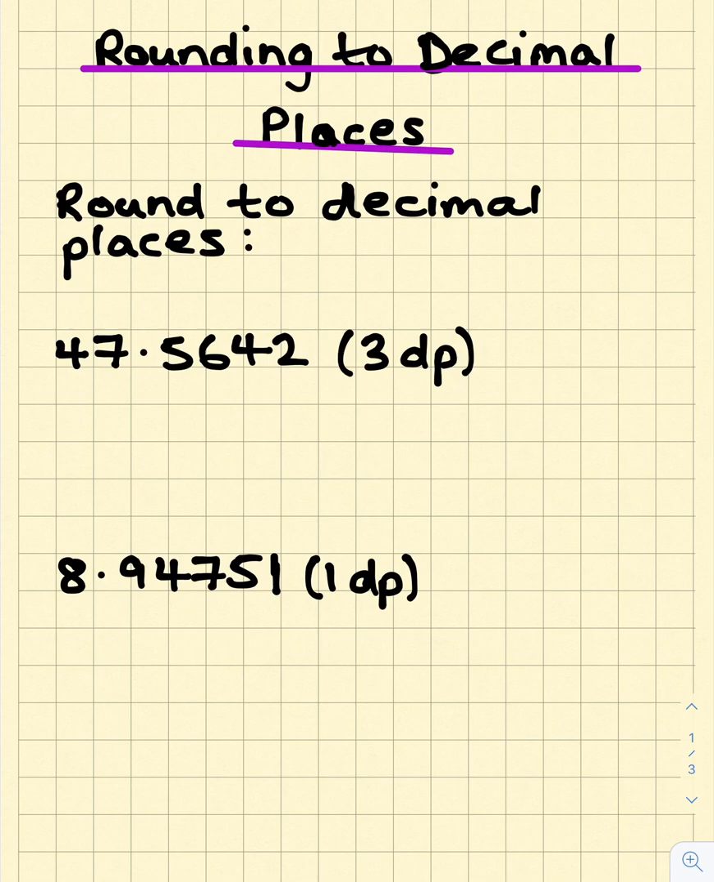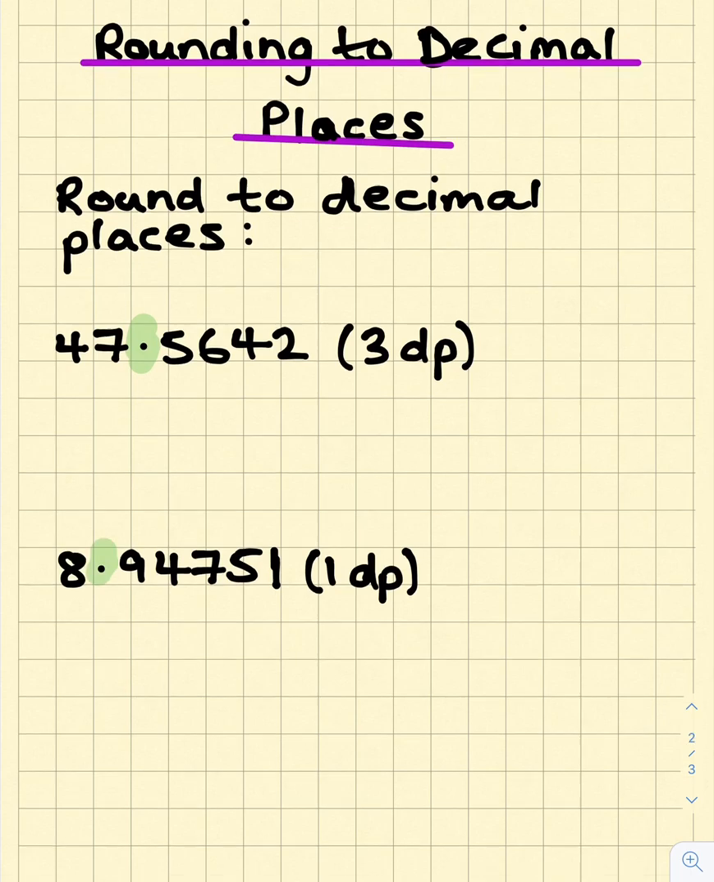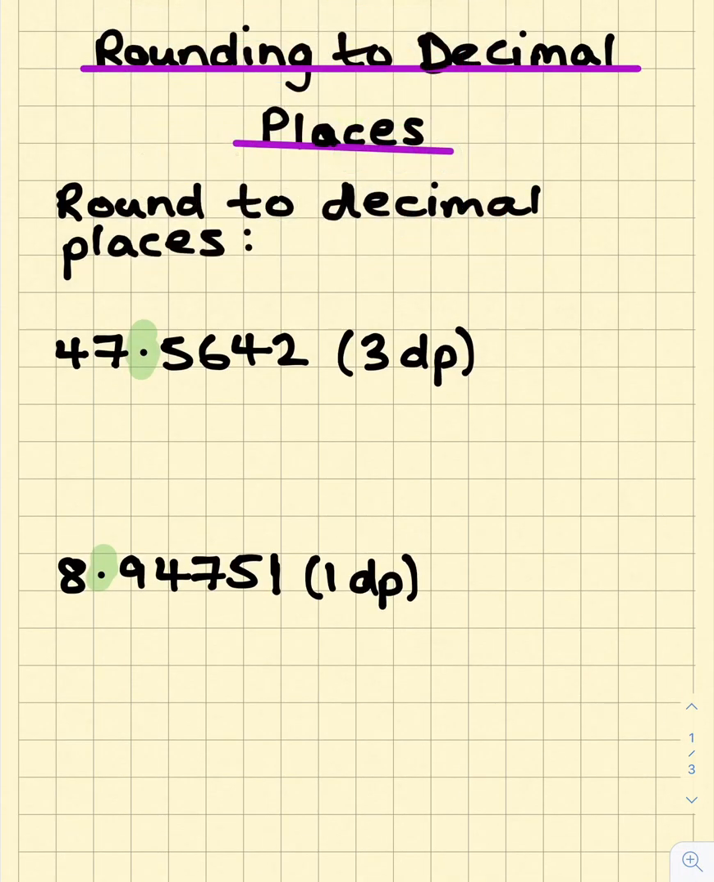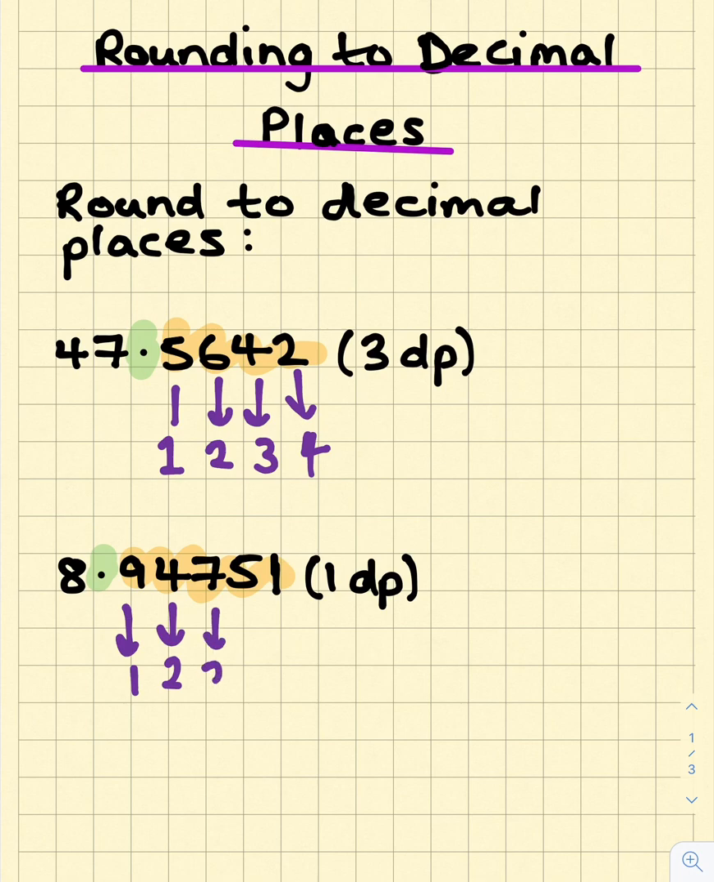Decimal places are every digit after the decimal point. So here we have a decimal point, here we have a decimal point, here we have a decimal point, and so on and so forth. All these digits after the decimal point are decimal places. Here we have one decimal place, the first decimal place, the second decimal place, the third decimal place, and the fourth decimal place. Here we have the first decimal place, the 4 is the second decimal place, the 7 is the third decimal place, the 5 is the fourth decimal place, and the 1 finally is the fifth decimal place.